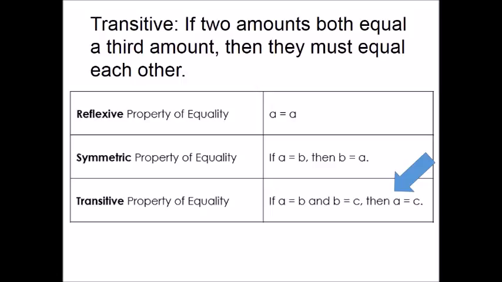The transitive property states that if 2 amounts are both equal to a third amount, then they must be equal to each other. So here, A and C are both equal to B. This must mean that A and C are also equal to each other.